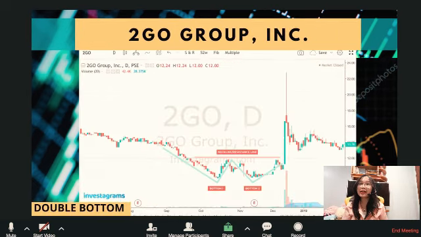The last example is To Go Group Incorporation, wherein it utilizes the double bottom chart pattern, in which this kind of chart pattern indicates a period of selling causing an asset's price to drop below a level of support. It will then rise to a level of resistance before dropping again. Finally, the trend will reverse and begin upward motion as the market becomes more bullish.